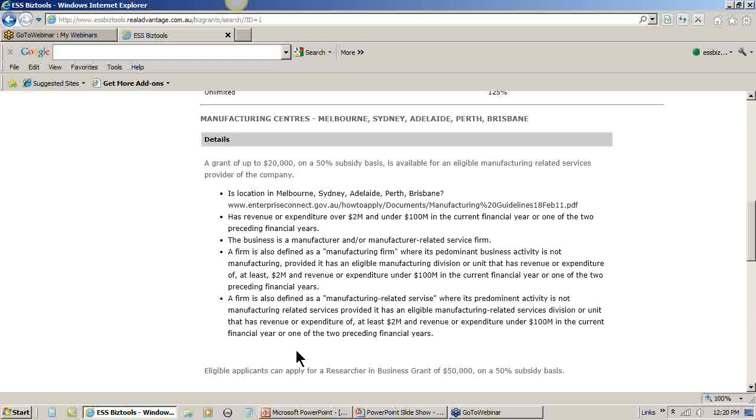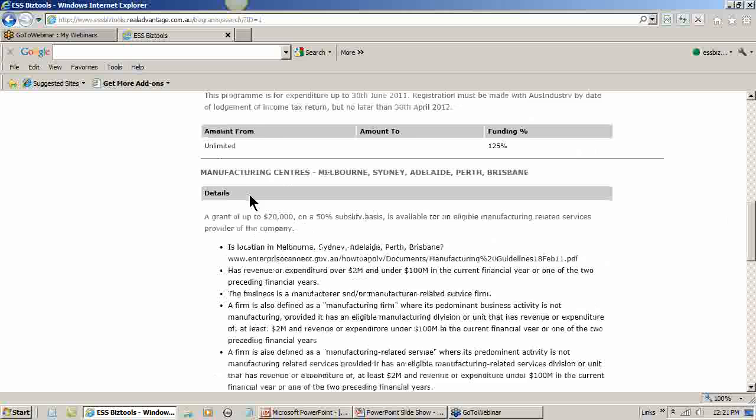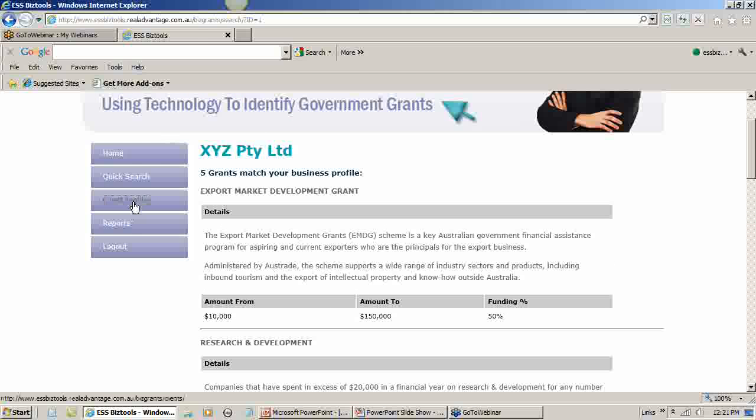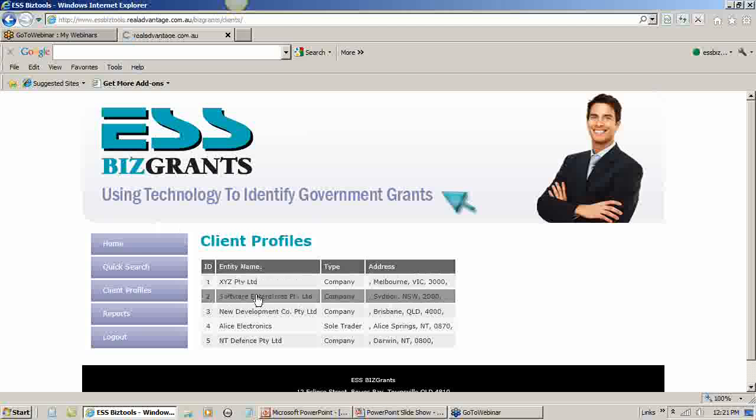requires the business to be a manufacturing firm which has its prominent business activity as manufacturing, or it could be a manufacturing related service. Now this covers a wide range of businesses, from draftsmen, architects, engineers, people who are engaged in the manufacturing industry as related services, but might not be directly called a manufacturer. The next profile we're going to look at is a software enterprise.